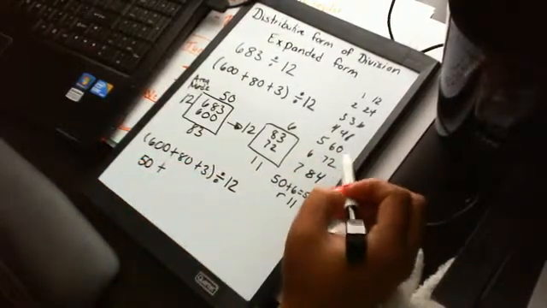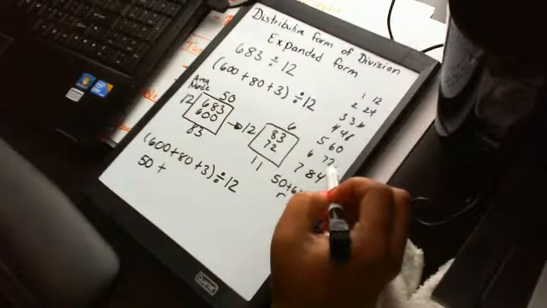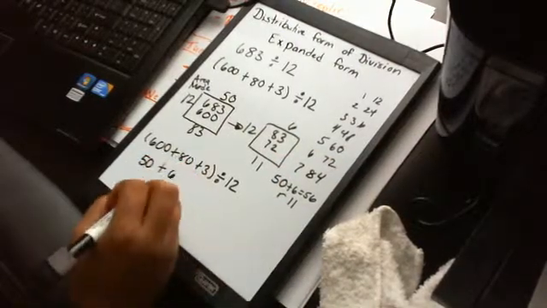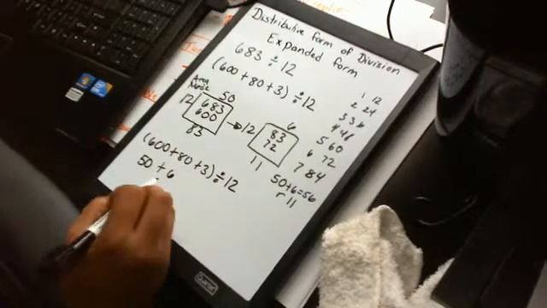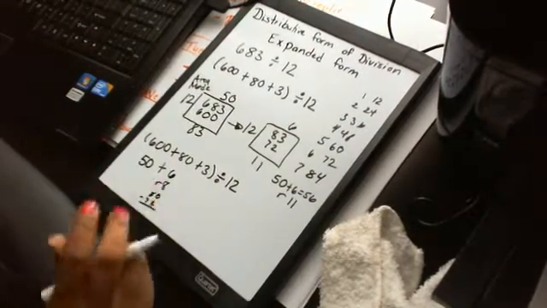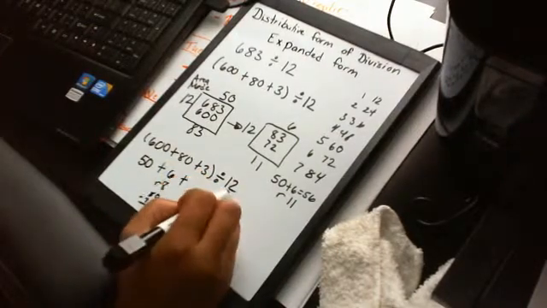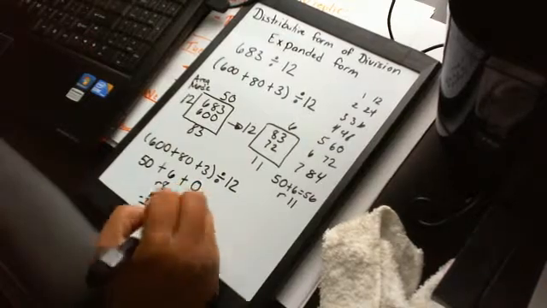Plus, when we look up here, the closest thing I can get to 80 is 72. So I'm going to put 6. Now, that means that we're going to have to do 80 take away 72, which gives me remainder 8. Plus, 12 cannot go into 3, so that's 0, and we'll have a remainder of 3.